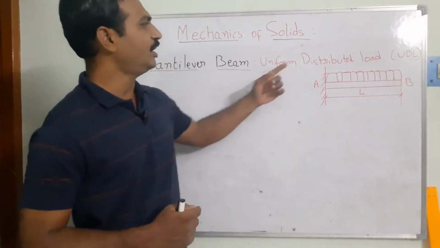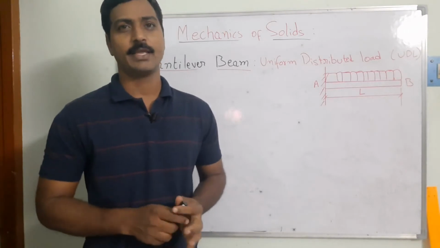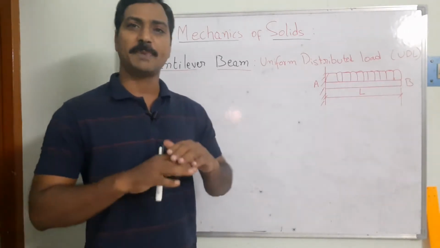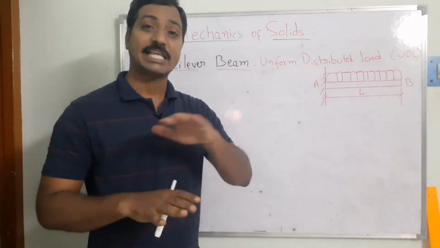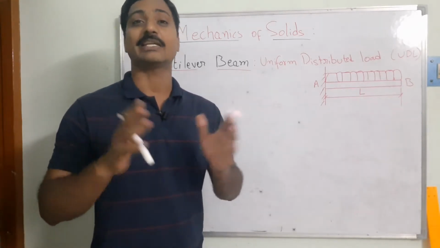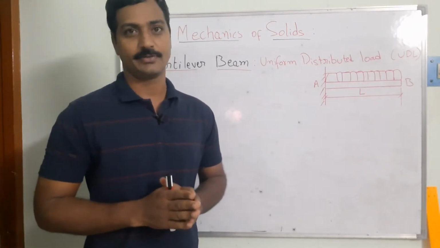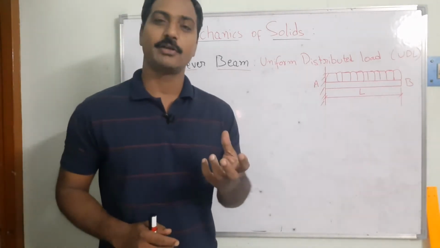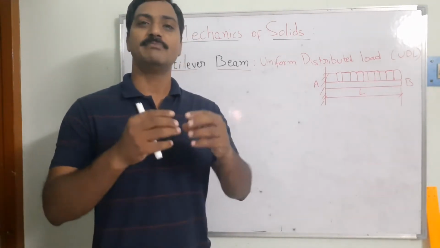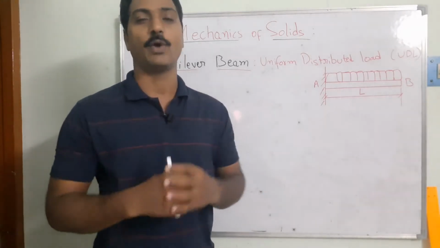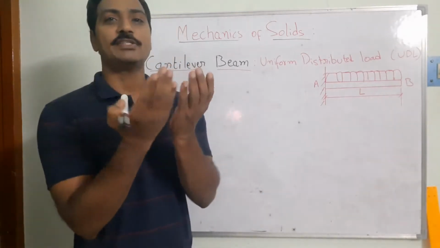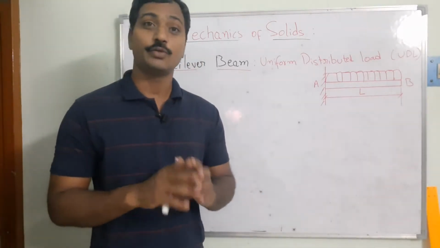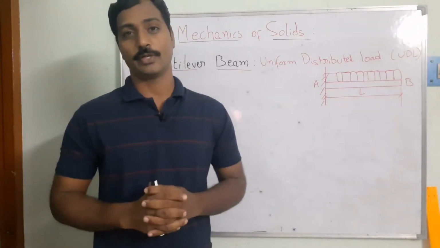Then what is the uniformly distributed load in this case? That means the load is spread over the area or the surface of the member, over a certain length. Suppose you take pressure: if we immerse a bottle inside water, the surface of that bottle is subjected to a uniformly distributed load.